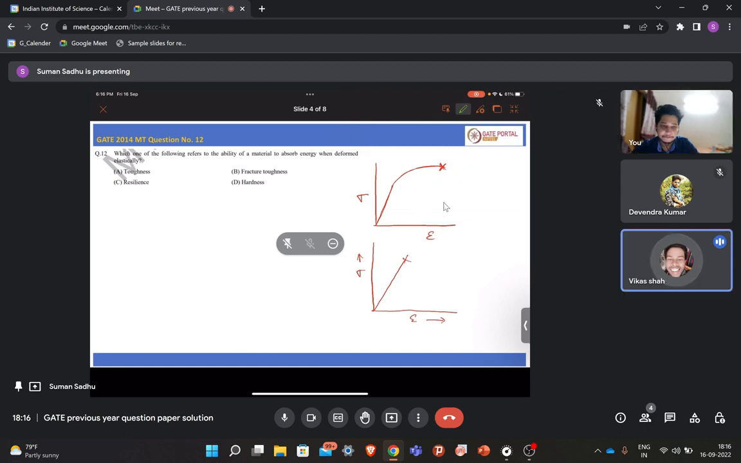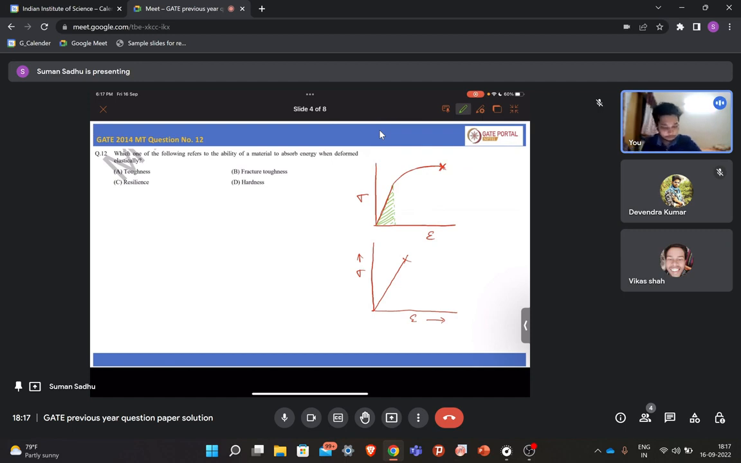Sir, we draw the vertical line from the yield point, and that region will be the resilience. Okay, this one? Yes. So what is the resilience then? The area covered between, that's the resilience, sir. Okay, this is the area covered by this region. Yes, sir. Yes, you're right.